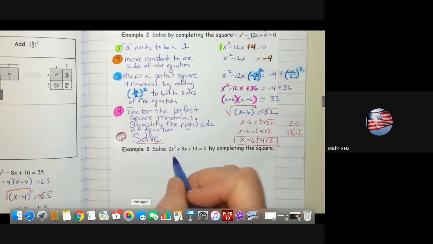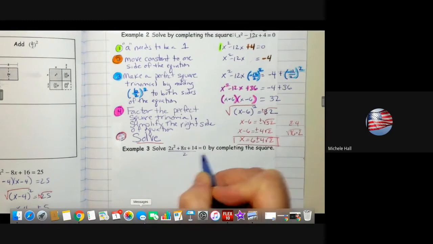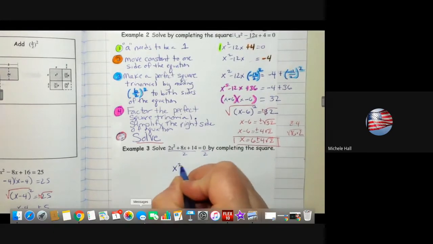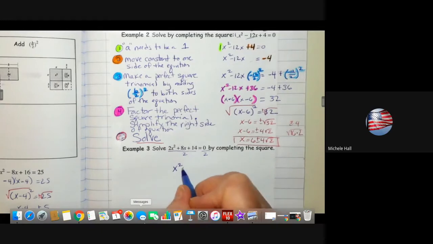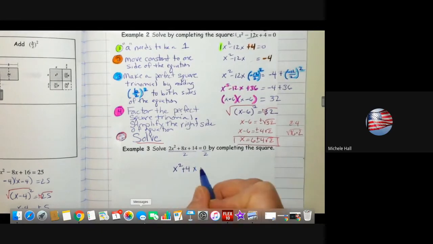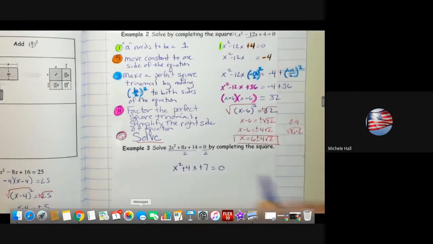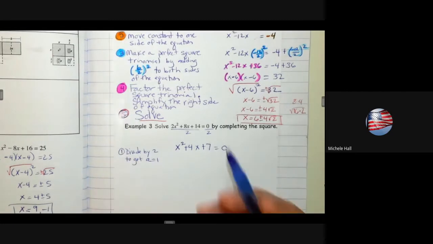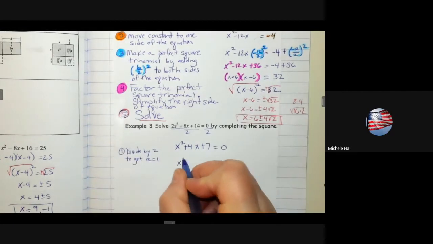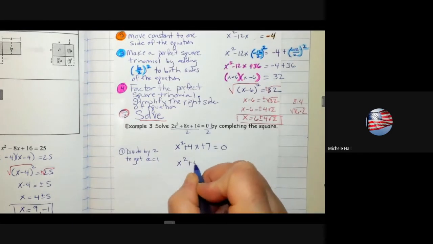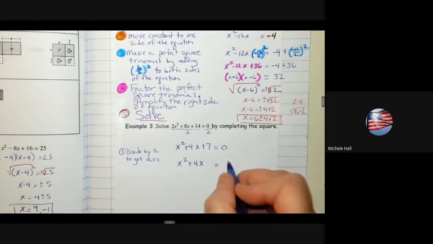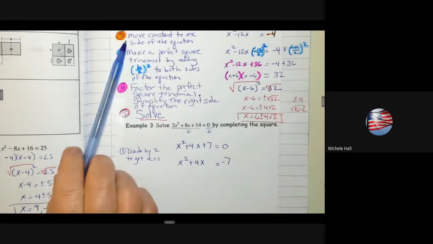We're going to divide it from this side, and we're going to divide it from this side. That means that you're dividing all these terms. So 2 divided by 2 leaves x squared. 8 divided by 2 is 4x. 14 divided by 2 is 7 equals 0. Step 1 is done. The next step would be to move the constant to the other side. That would be x squared plus 4x equals minus 7. Step 2 is done.